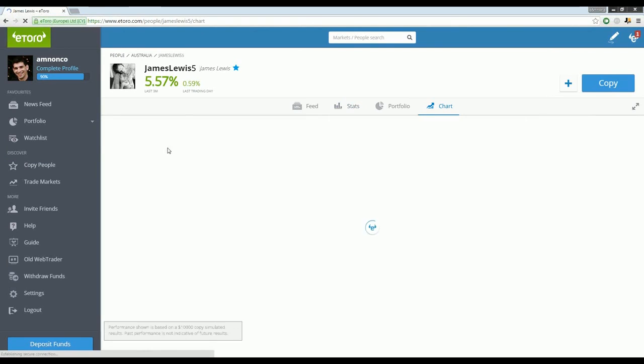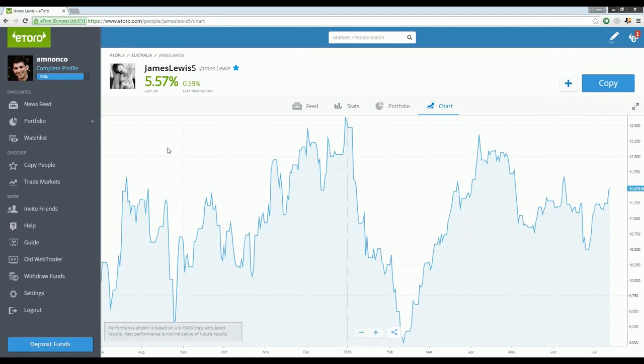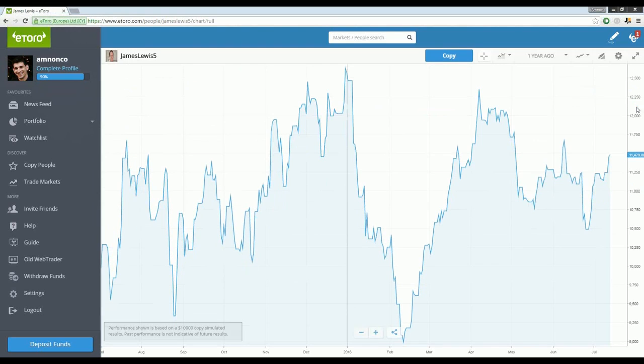And what we added is a chart. Now, this chart is not a regular equity chart. As you can see here, it's based on a copy simulation results, meaning these numbers are essentially a what-if simulation. What if I had copied James Lewis 5, in this case, 1 year ago, using $10,000.